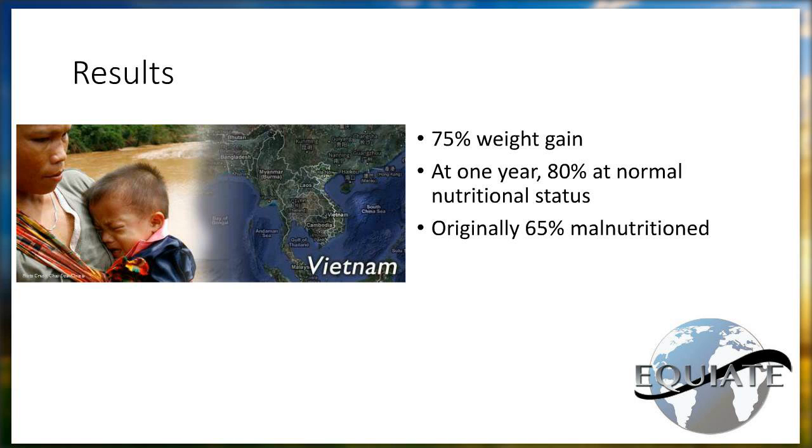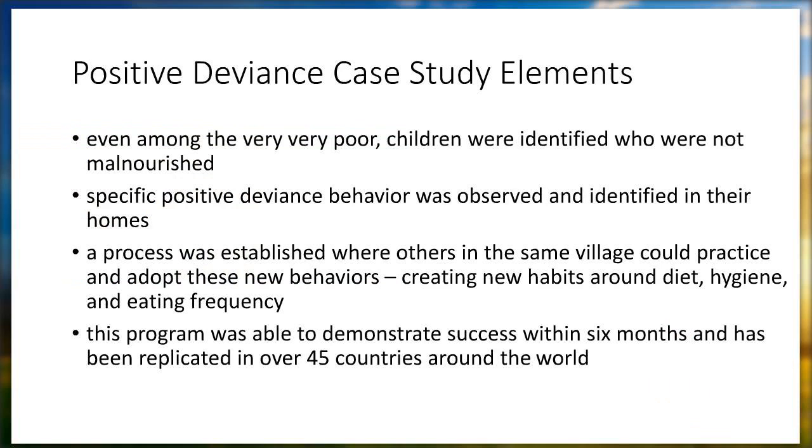Let's review the Positive Deviance elements from this story. Even among the very, very poor, children were identified who were not malnourished. Specific Positive Deviance behavior was observed and identified in their homes. A process was established where others in the same village could practice and adopt these new behaviors, creating new habits around diet, hygiene, and eating frequency. This program was able to demonstrate success within 6 months and has been replicated in over 45 countries around the world.